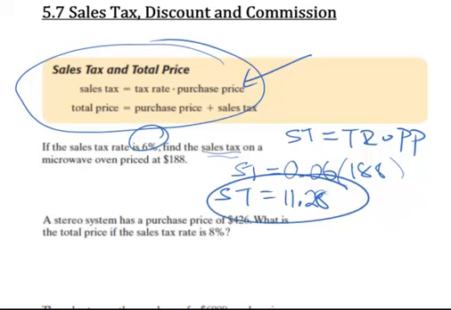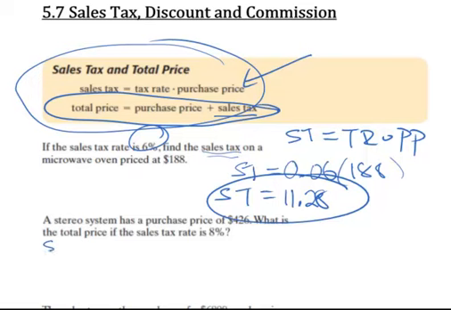All right, let's try the next one. The next one says a stereo system has a purchase price of $426. What is the total price? The sales tax rate is 8%. So now I'm looking for the total price. The total price says the purchase price plus the sales tax. I don't know the sales tax. I know the sales tax rate. So that means I need to use my first formula again to find my sales tax. Then I can use that and find my total price.